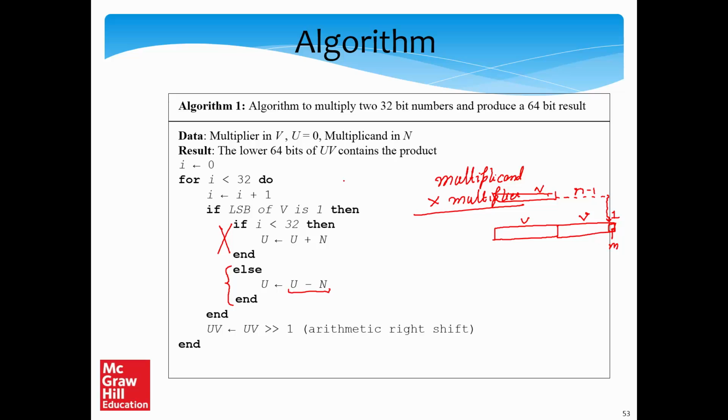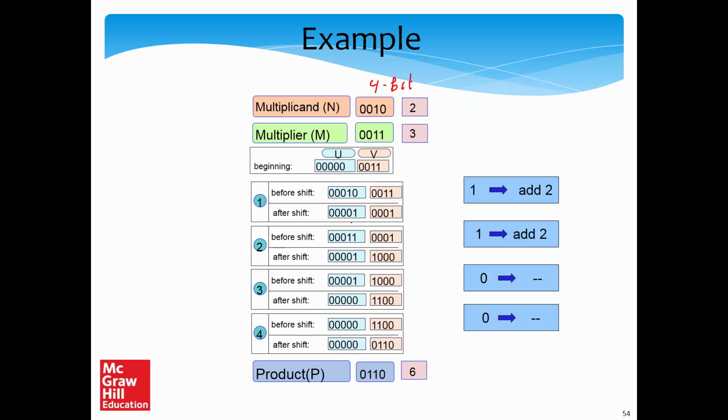So let us consider 2 points, one before the shift, and one more point, which is after the shift. Before the shift, we'll consider the LSB of the multiplier. The LSB is 1. So we will add the multiplicand to register U, we'll add 2. So before the shift, we'll have 0 0 0 1 0 because the multiplicand is added, and we'll have the multiplier, which is 0 0 1 1, which was already loaded at the beginning.